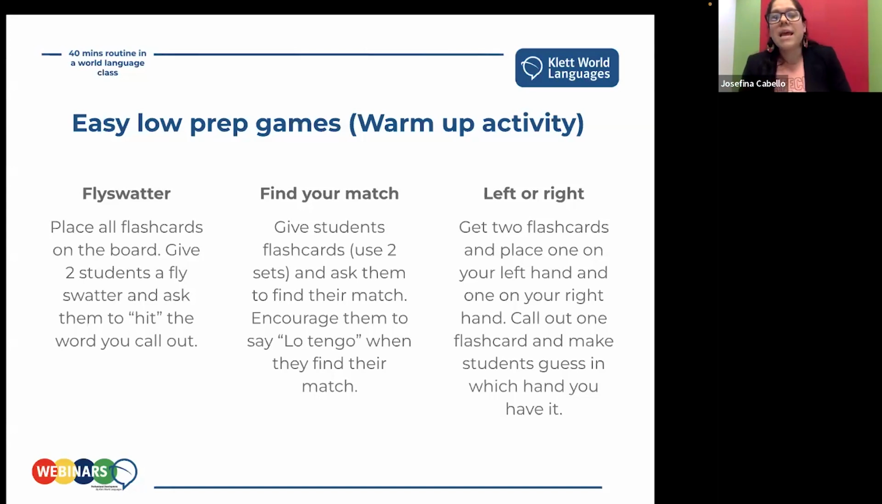finishing the activity. Another activity that you can do is left or right. You have two flashcards and you hide them behind your back, and then your student has to guess where the flashcard is that you're calling out. This is a very interesting activity that is very low prep, and you can start introducing vocabulary in a very fun and engaging way. So we can move on to our next slide.